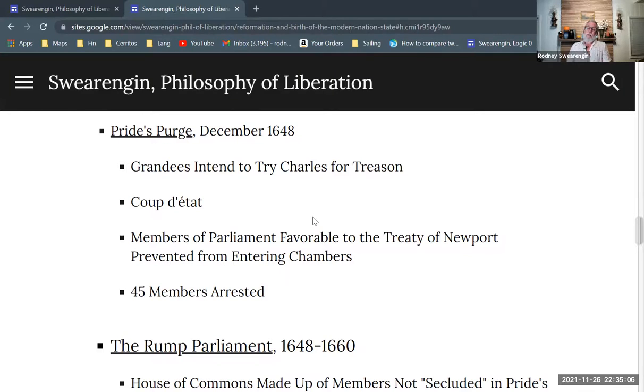But the grandees, the leaders of the New Model Army, have no intention of bringing Charles back and putting him on the throne. They want to try him for treason. And they're not going to take it from the royalists who want some sort of compromise solution to everything. So they launch a coup d'etat. They prevent members of parliament from entering the chambers, largely the House of Lords. They arrest 45 members, and that's it. Those members that were excluded, or as they called it, secluded, are just not allowed back into parliament. So parliament has changed. And now you just have the Rump Parliament.